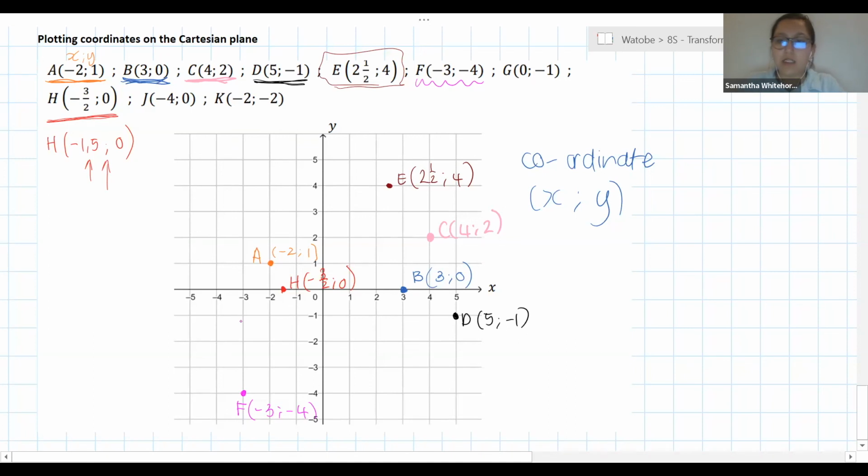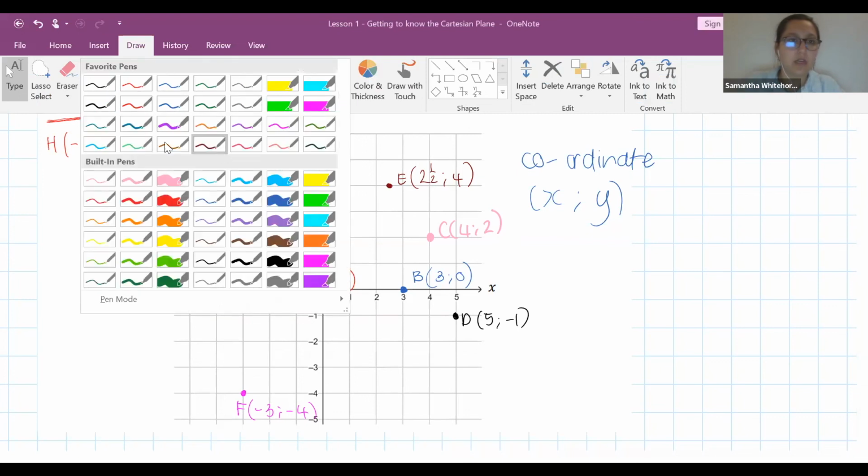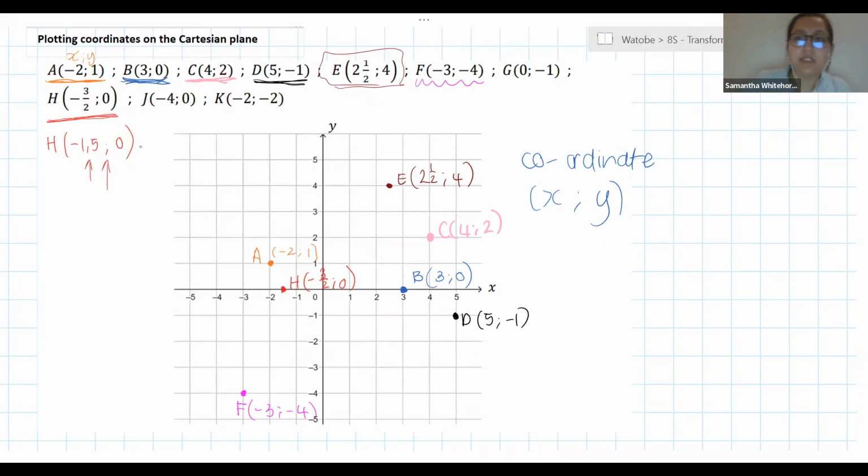Okay, the last one I want you guys to try is the coordinate for G. So have a look at G. G is at 0, negative 1. And we want to plot G.